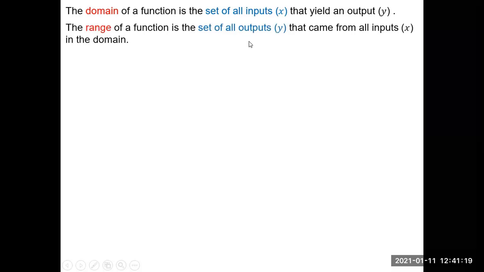The range is kind of the opposite. It's telling me the set of all the outputs that came from plugging in each of the inputs.